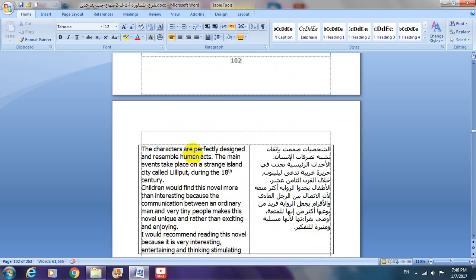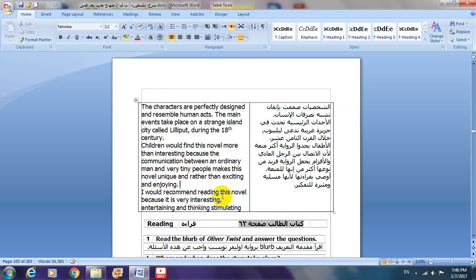The characters are perfectly designed and resemble human acts. The main events took place on a strange island city called Lilliput during the 18th century. Children would find this novel more than interesting because the communication between an ordinary man and very tiny people makes this novel unique and rather exciting and enjoyable.